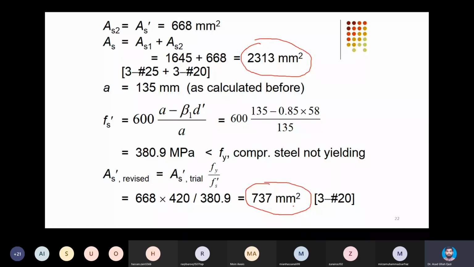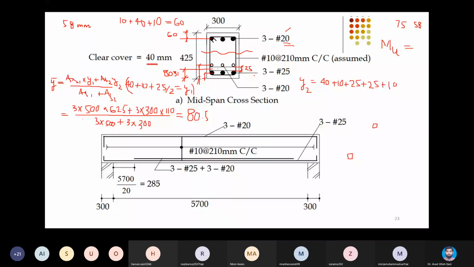So for example, how much is your As, the tension steel? 3 into 500 plus 3 into 300. So how much do you get? 3 into 500, 1500. 3 into 3, 900. 2400, against 2313. So you require 2313, but because of the available nominal areas, you selected 2400.